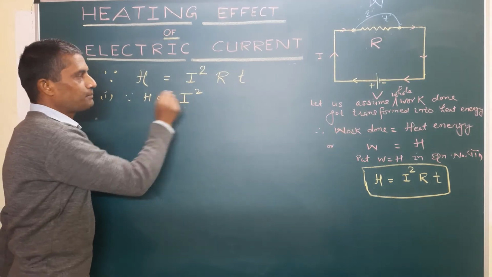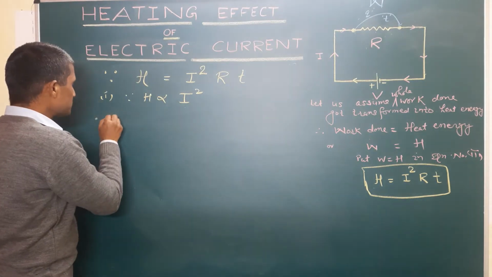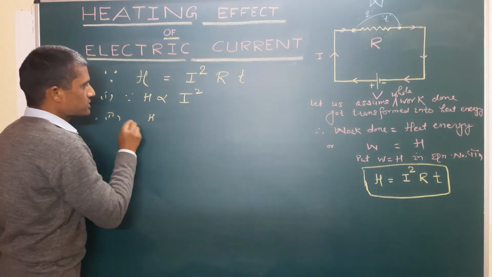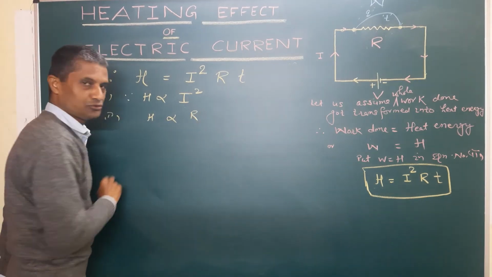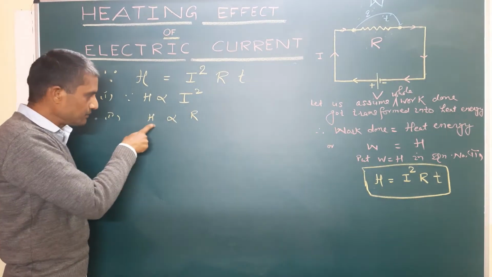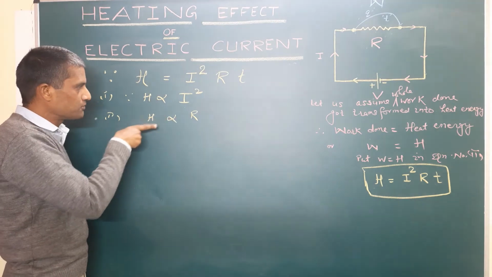So 4 times heat production will occur if current is doubled. H is directly proportional to I square. Conclusion number 2 is that H is directly proportional to R: double the resistance, double the heat production. A direct relationship is going on here.